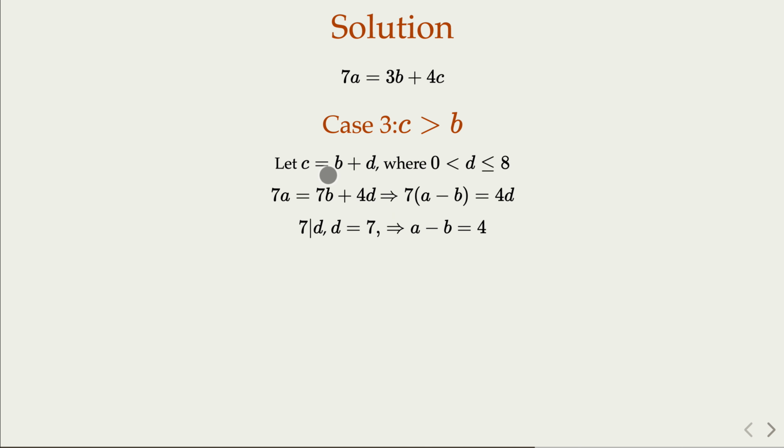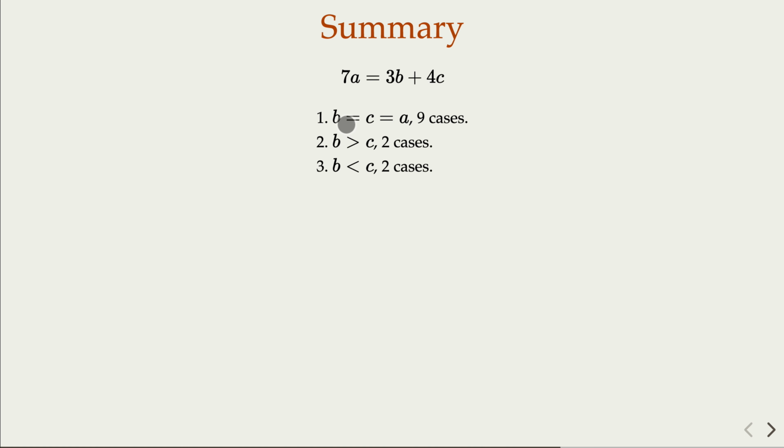Use the same argument: since C is bigger this time, and B plus 7 cannot exceed 9, B can only take two values, 1 and 2. So the two cases, B is 1 and 2, C is going to be 7 plus B, so 8 or 9, and A is going to be 4 plus B, so 5 or 6. Two cases here.